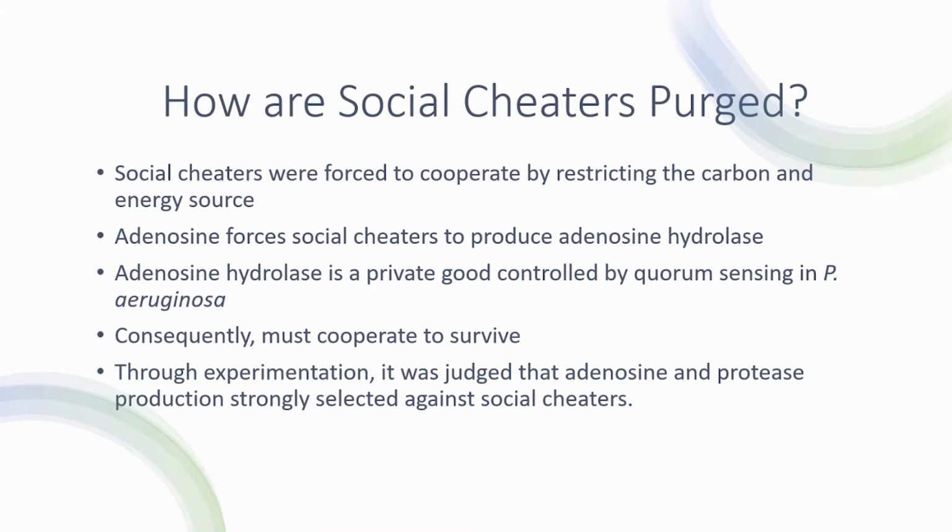Adenosine hydrolase is a private good, so it's made by an individual bacterium. You cannot get adenosine hydrolase from a community of bacteria. It's individually made, and it's controlled by quorum sensing. So the bacteria will get all these signals to make adenosine hydrolase, but they don't send it out of the cell to share with others. They just get this signaling that, okay, it's time to make this enzyme so that I can survive. So because of this presence of adenosine, they're literally forced into cooperation. Otherwise, they will end up dying.